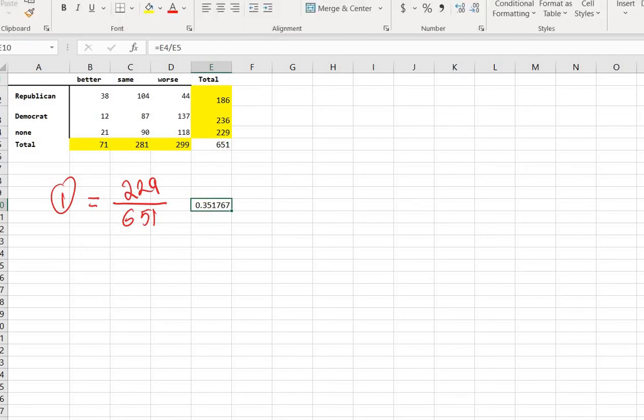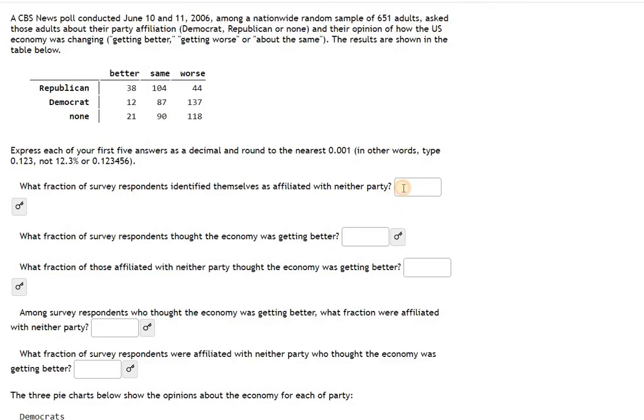Now I can go to the home tab. I'm going to go to the home tab, and I'm going to use the number section here to round my number. This is how you round the number, by decreasing decimals. I need only 3 decimals, so that is the number. I'm going to copy that and paste it into the answer box.